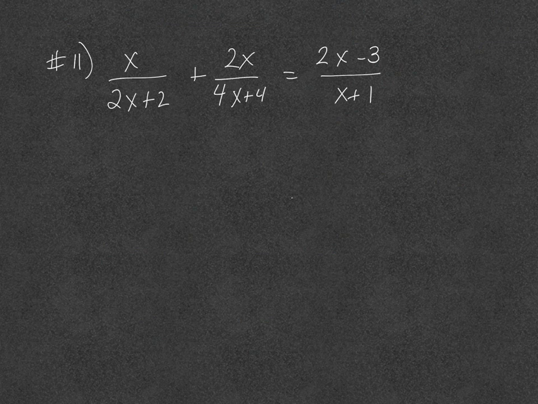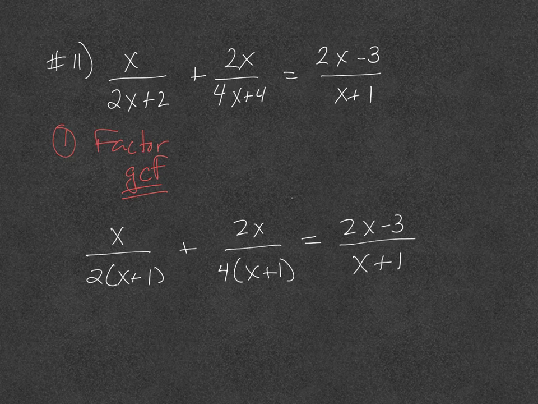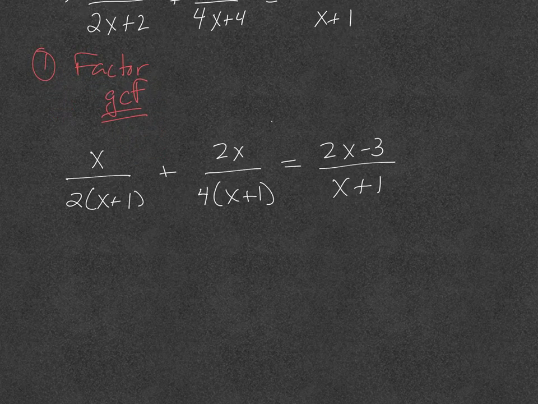Okay, so first thing you want to do with this, the first rule of factoring is factor the GCF. It's the one that most of you, if you didn't know how to do this question, you didn't see. So if I factor the GCF out of that, now I have x over 2x plus 1 plus 2x over 4 times the quantity of x plus 1 is equal to 2x minus 3 over x plus 1.